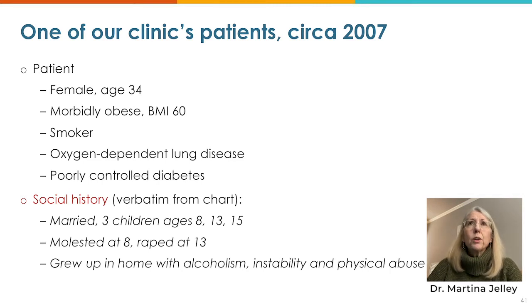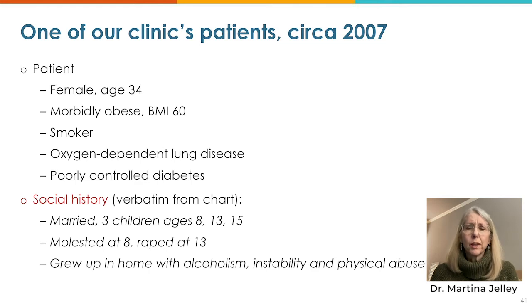I thought, I wonder if this patient might be one of those that Dr. Felitti had talked about. So I dug a little bit deeper into her chart, and I found a social history. The social history was taken by the psychiatry clinic when she had been there a couple of times. And verbatim from her chart, it said she was married, had 3 children. She was molested at age 8, raped at 13, and grew up in a home with alcoholism, instability, and physical abuse. And I thought, wow, I never knew this about this patient.